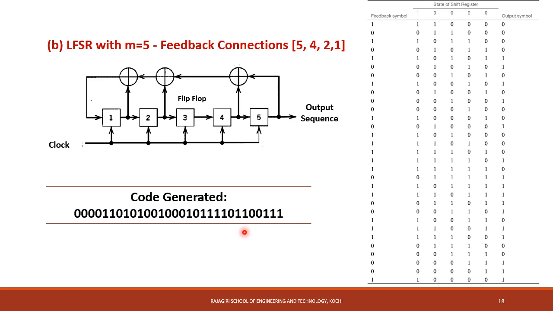Therefore, we can generate different PN sequences with the same number of shift registers by using different primitive polynomials. As the number of shift registers increases, we can have more primitive polynomials, hence more PN sequences can be generated.